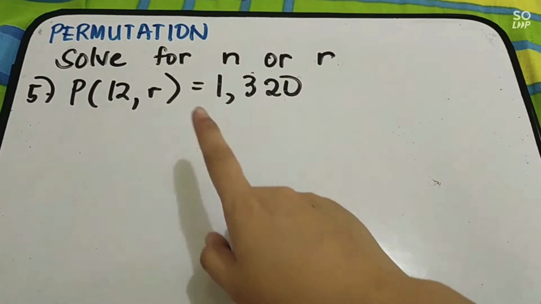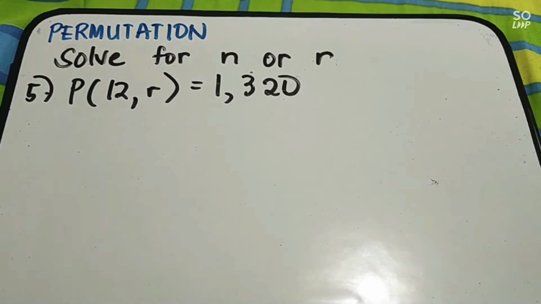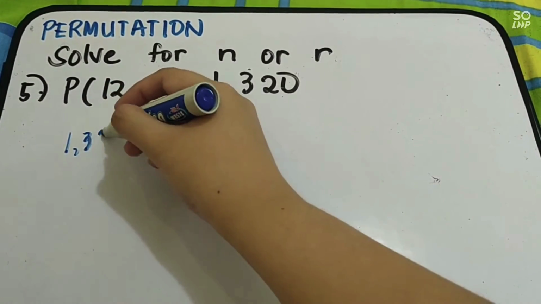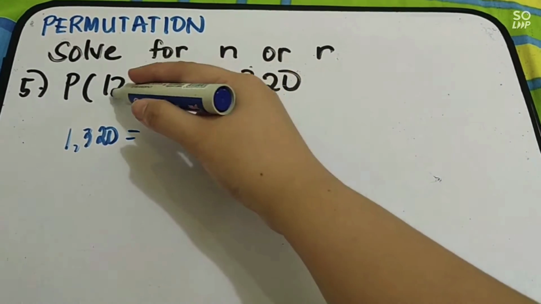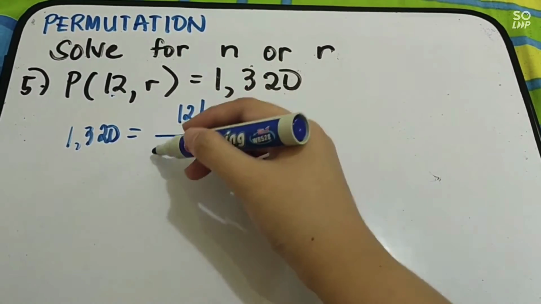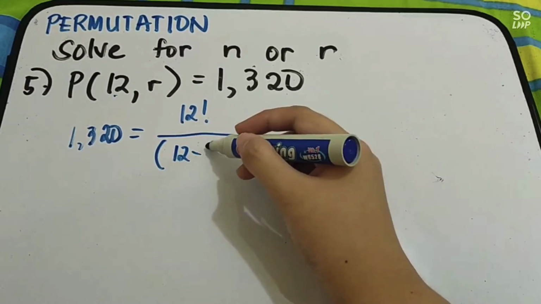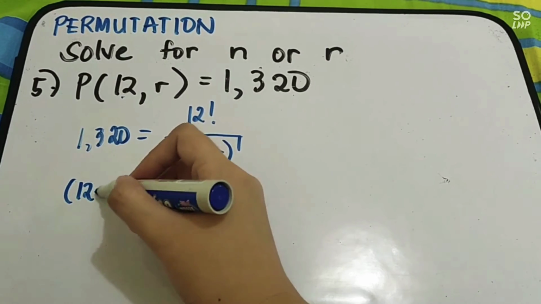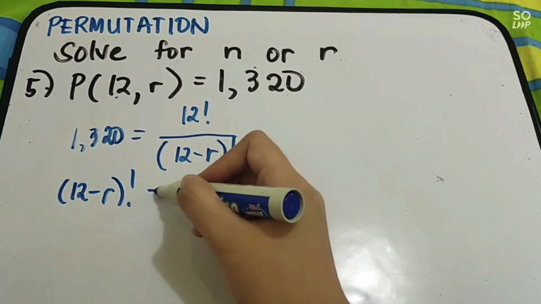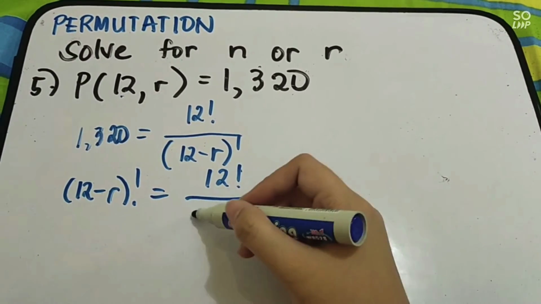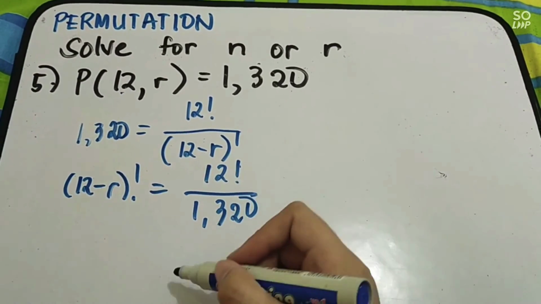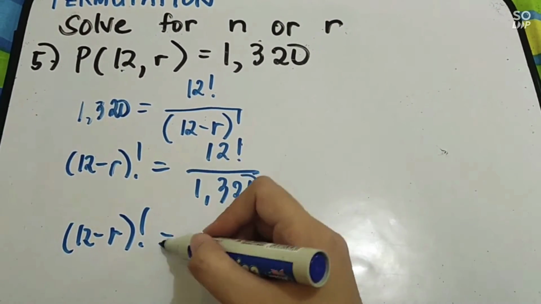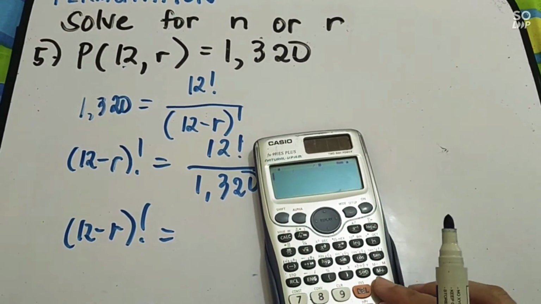Let's have number 5 example. Number 5, we have permutation of 12 taken R at a time is equals to 1,320. So, formula ulit, that is 1,320 is equal to, N factorial natin is 12, that is 12 factorial over N minus R factorial, that is 12 minus R factorial. Then, cross multiply, so this becomes 12 minus R factorial is equal to 12 factorial divided by 1,320. Then, simplify further. Let us use calculator ulit dahil medyo malaki-laki yun.